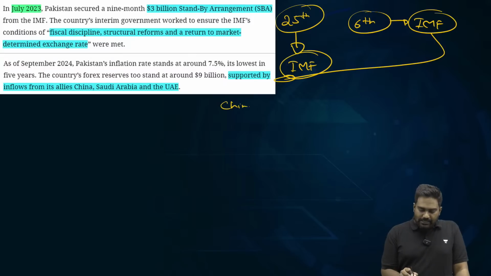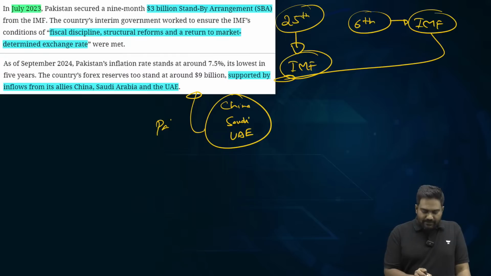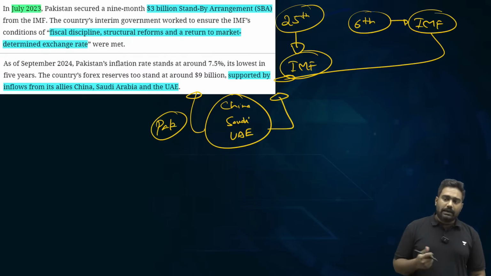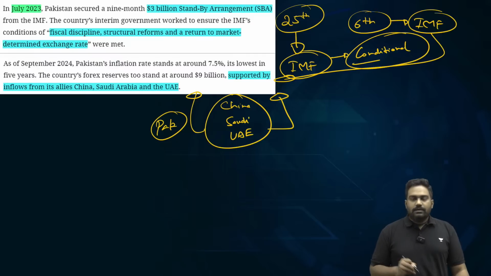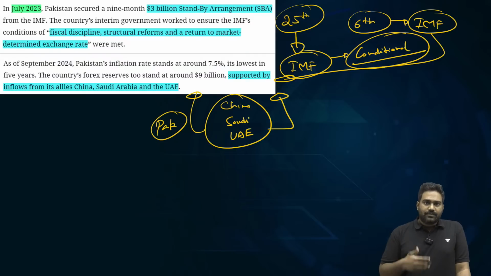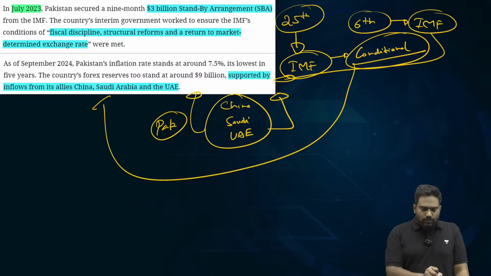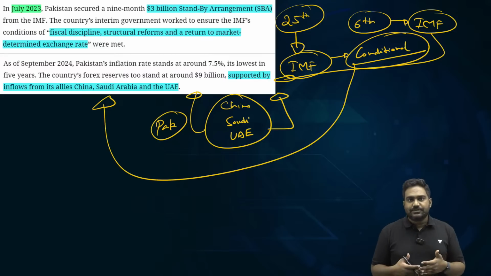Of course, China and even Saudi Arabia and UAE, they have always stood with Pakistan, given some financial support. This time they have even restructured the loans. But getting support from the IMF is always conditional. You need to fulfill certain conditions. This is what Sri Lanka went through a couple of years ago. Sri Lanka went through a very similar crisis, right? India also went through a crisis like this in 1991 when we faced the balance of payments crisis.